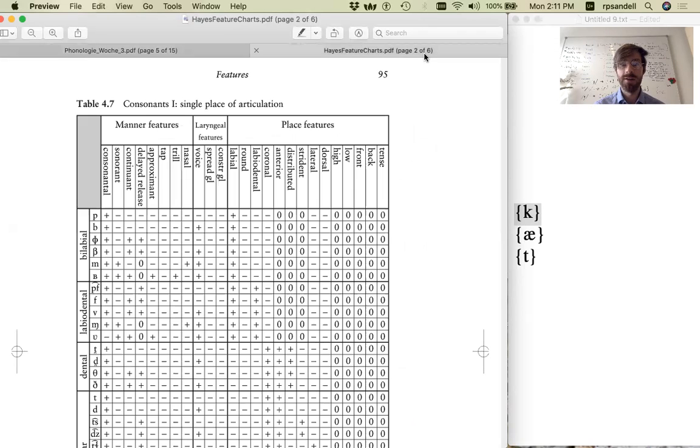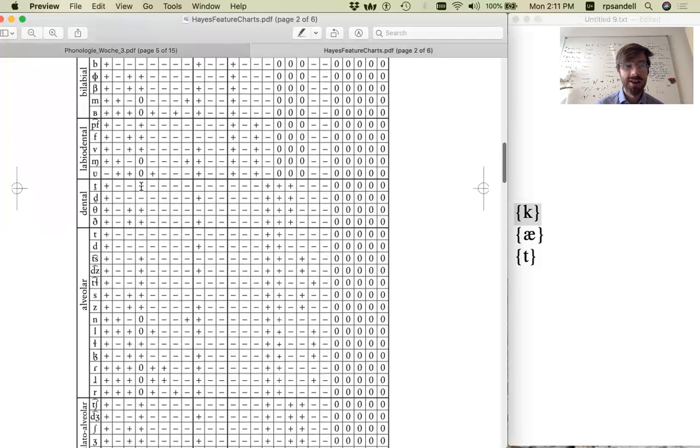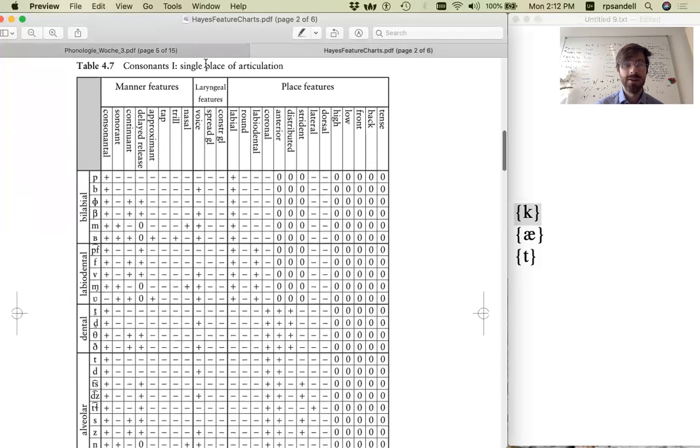Just to take a quick look as an example here, if we look at the stops pa and ba at the labial place of articulation, these are marked as minus delayed release. And if we look down to dentals and alveolars, the two dental stops, ta and da, and the two alveolar stops, ta and da, also marked as minus delayed release.